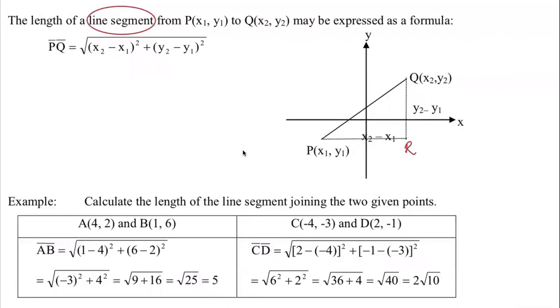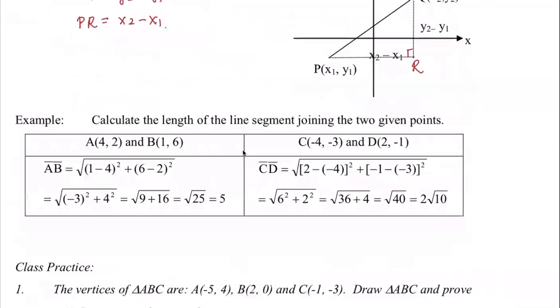We can see that QR is equal to y2 minus y1, and PR is equal to x2 minus x1. Since these 2 line segments are perpendicular, we can use the Pythagorean theorem to find PQ. This is the reason why PQ can be expressed with this formula. Let's quickly look at an example.